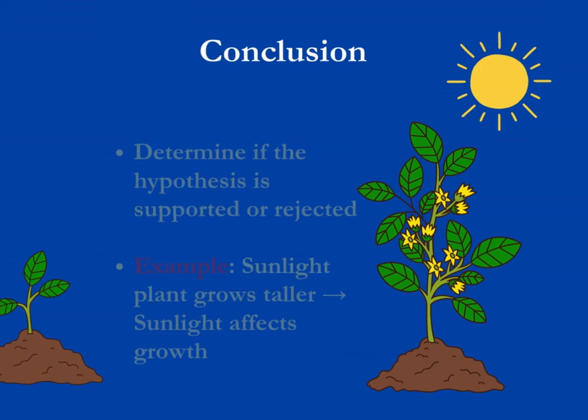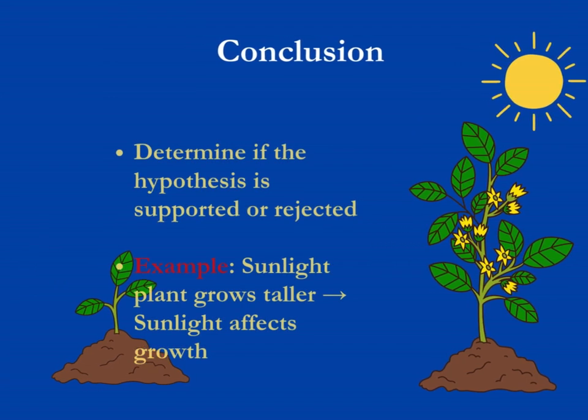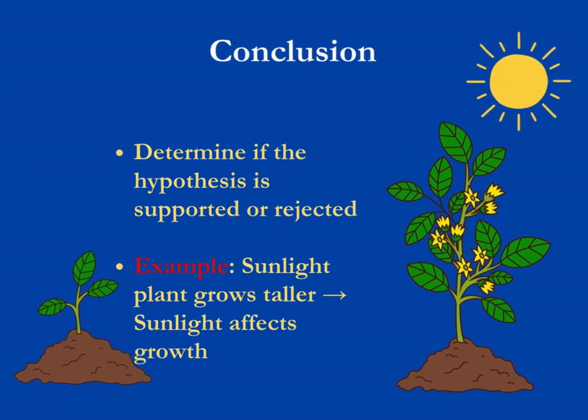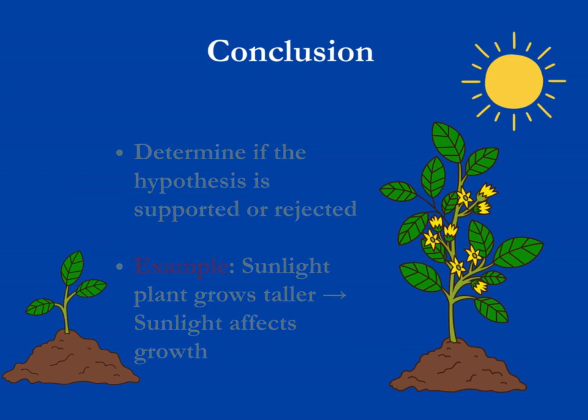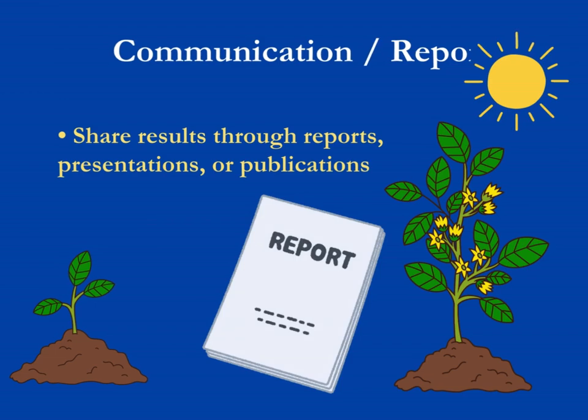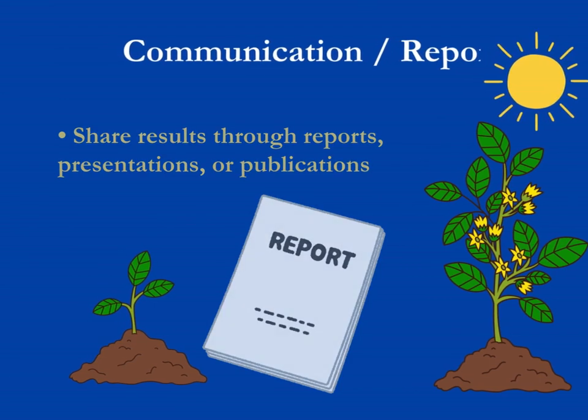Sixth is conclusion, determine if the hypothesis is supported or rejected. Example: sunlight plant grows taller, so sunlight affects growth. Seventh is communication, report. Share results through reports, presentations, or publications.